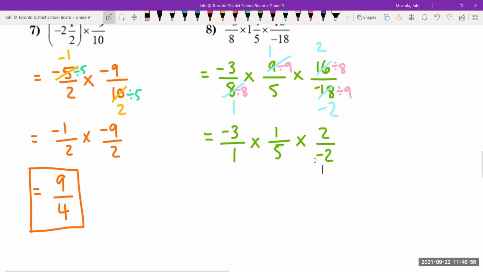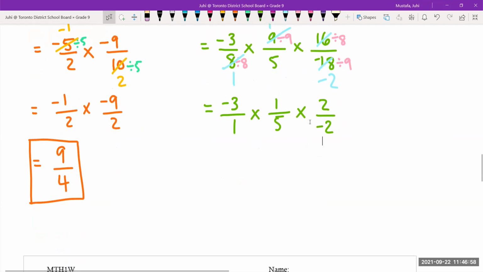Is there anything we can cross reduce here? Are you sure? Remember, cross reducing is not just diagonal, Omer. Yeah, we can actually do it one more time. We have these numbers. I can divide this by 2, and I can divide this by 2. So this is going to be a 1, and this is going to be a -1. Now, I'm kind of lazy. I don't rewrite it again. It's kind of clear to see.